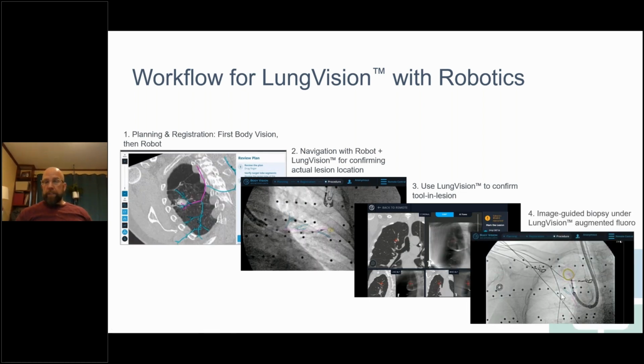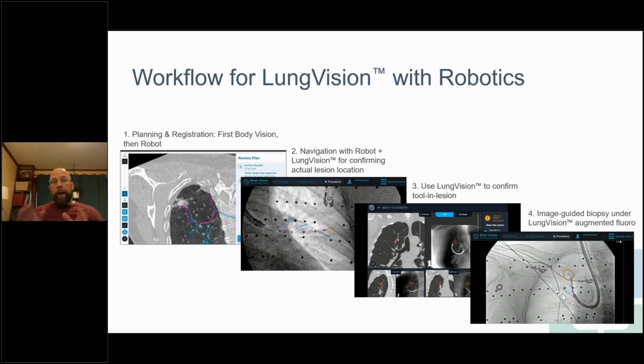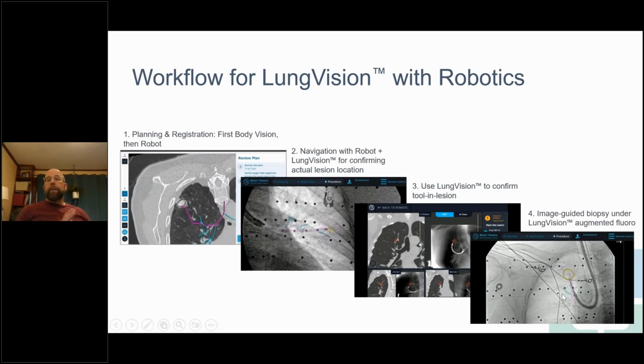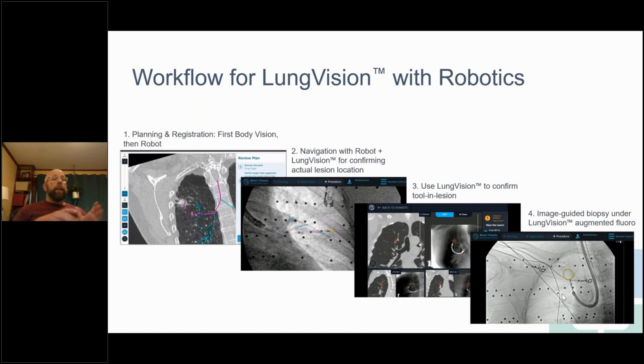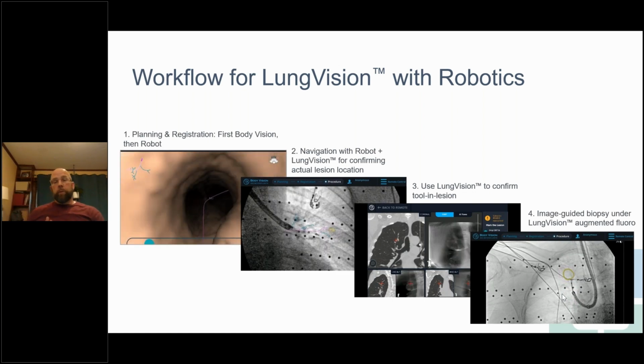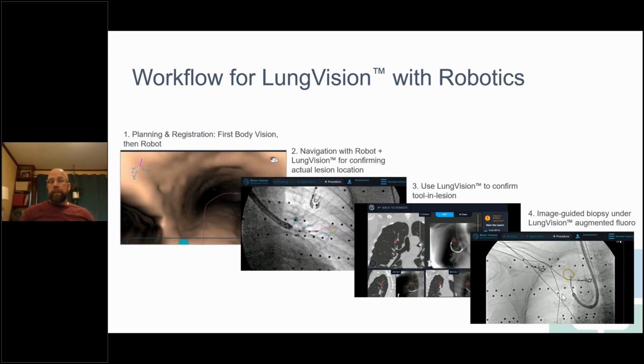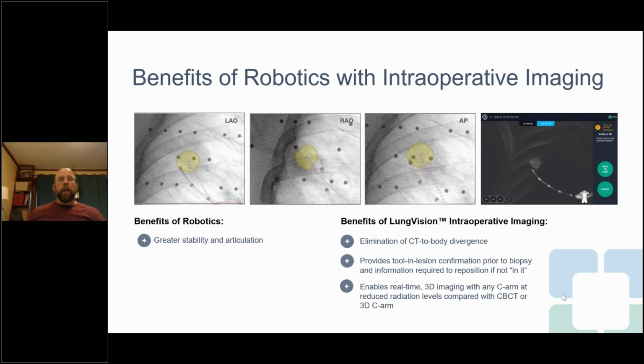And with that repositioning, we can get our biopsy instrument right into that spot. And then, if needed, even confirm with one more spin that we truly have tool in lesion. Although we don't necessarily have strong data that says this, those that use robots really believe that robots offer greater stability and articulation, particularly that fine movement at the tip of the scope.